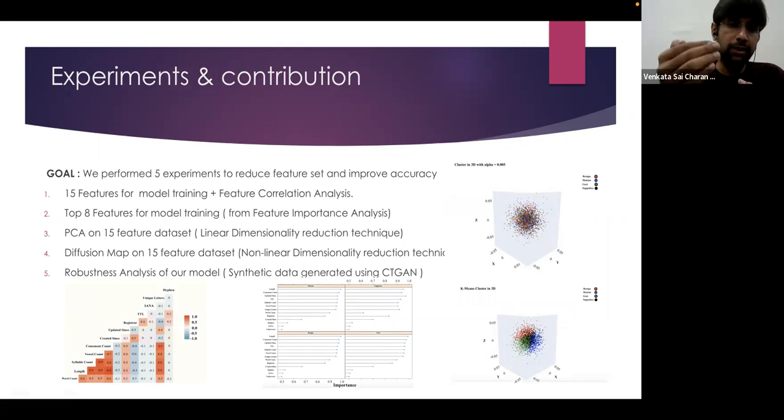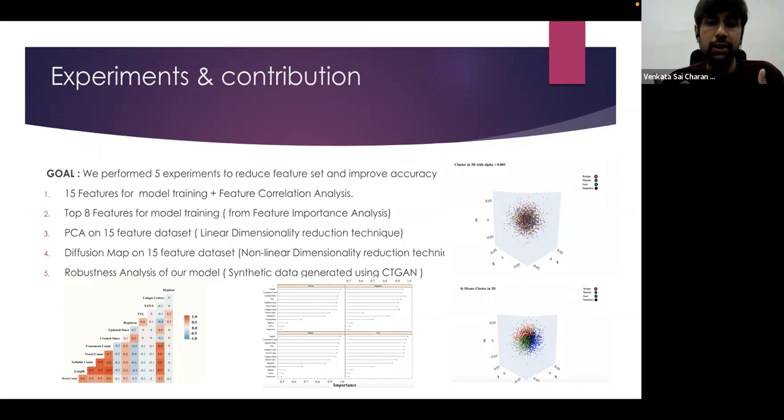Based on that, we reduced the features manually from 15 to 8, and we got decent accuracy in identifying these malicious domains. Then we applied both linear and non-linear dimensionality reduction techniques to understand the underlying geometry of our data, and based on that, we reduced the feature sets.